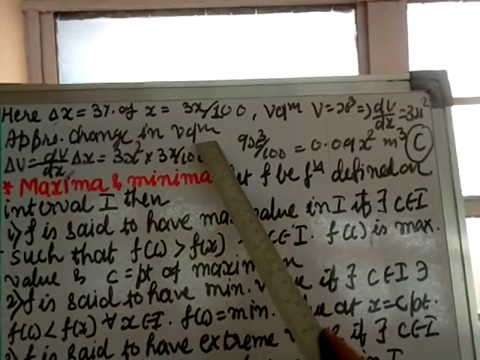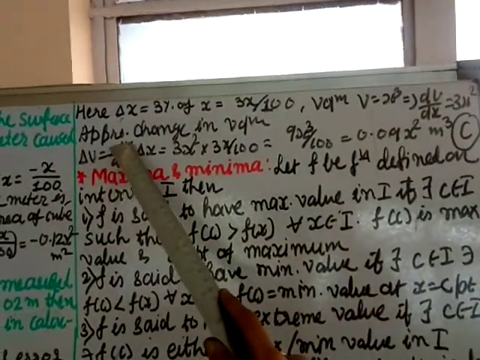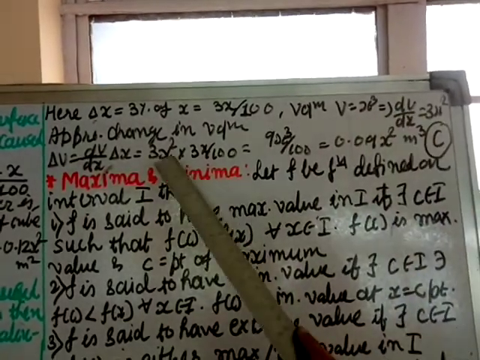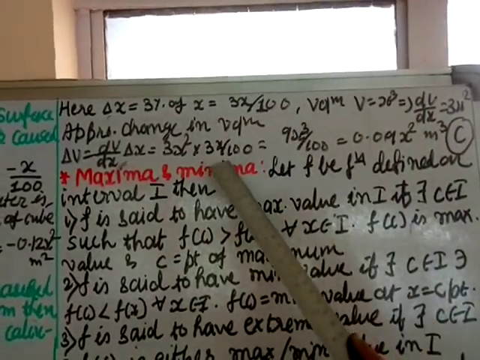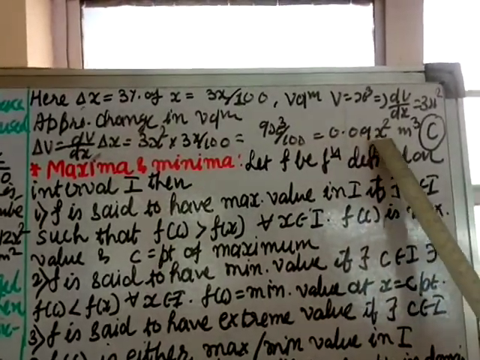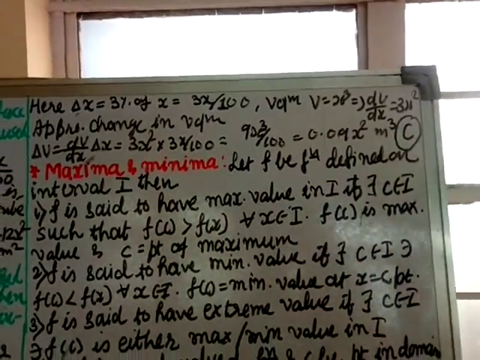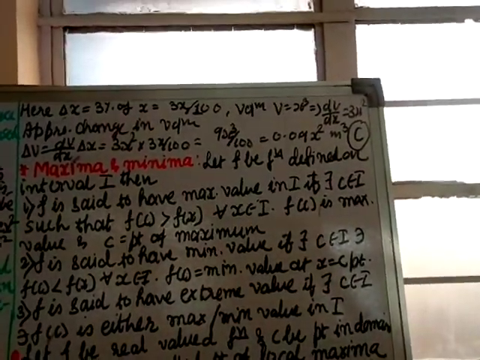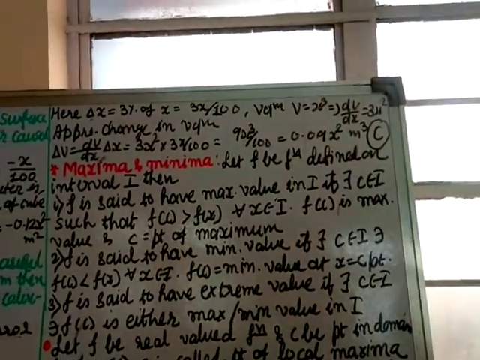Approximate change in the volume, it is delta v is equal to dV by dx into delta x. dV by dx is this 3x square and delta x is 3x by 100. Simplify, you get 9x cube by 100 equal to 0.09 x cube meter cube, and that is the option number C. Okay, that is third option. So this is the end of exercise 6.4. We'll see next is maxima and minima.